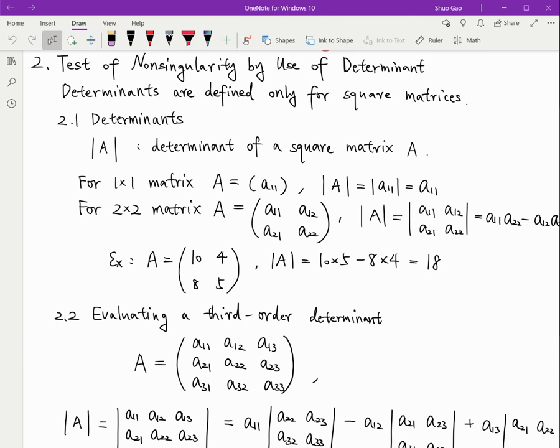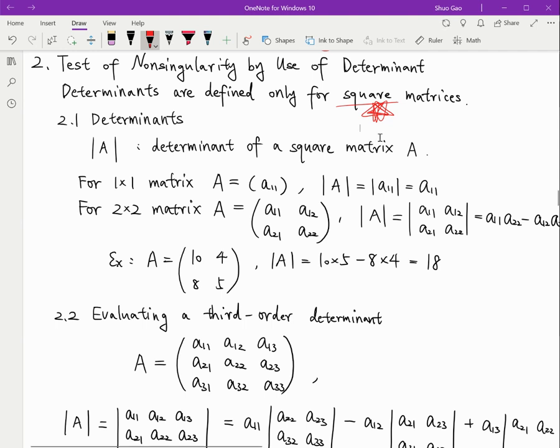So the determinant is just a number, and only square matrices have determinants. For non-square matrices, like an m by n matrix, there's no determinant. So only n by n matrices have determinants.